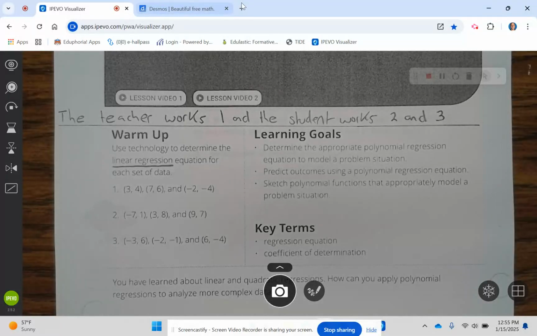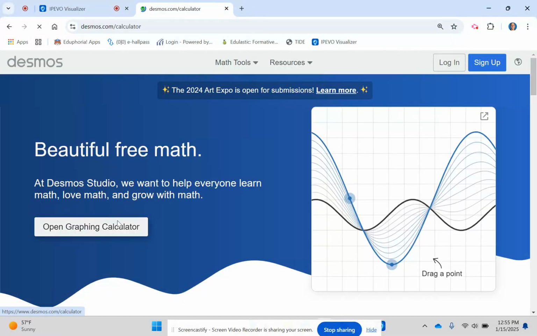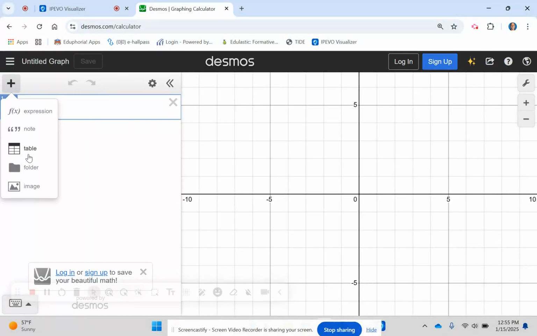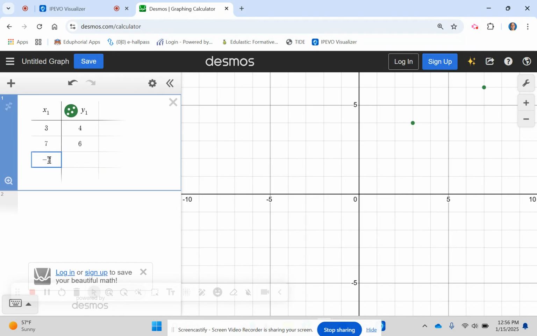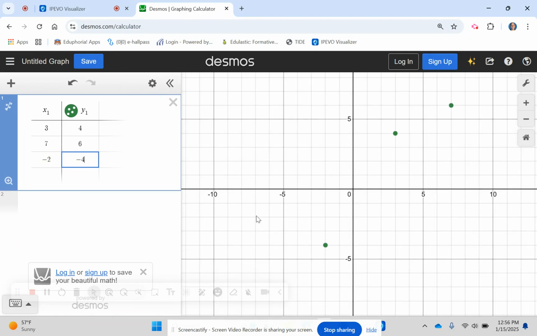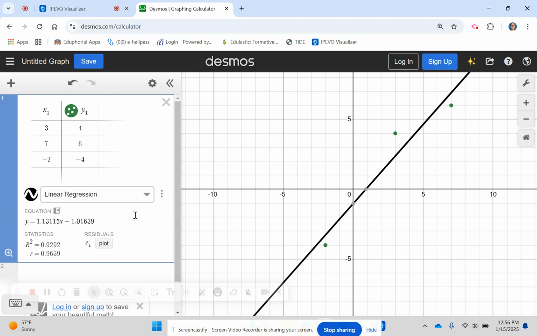Okay, so let's go ahead and do number 1 using Desmos. So I go to graphing calculator, add table, and so I'm going to add the points. So 3, 4, 7, 6, -2, -4. Zoom out just a little bit to see the points. And then I'm going to click on these dots right here. Linear regression. I'm going to round to 1 decimal place.